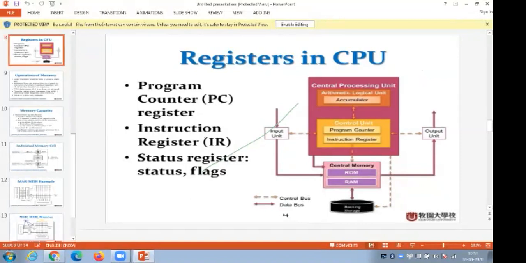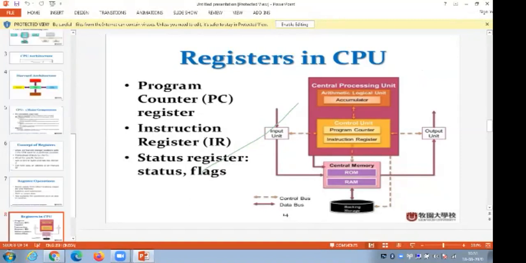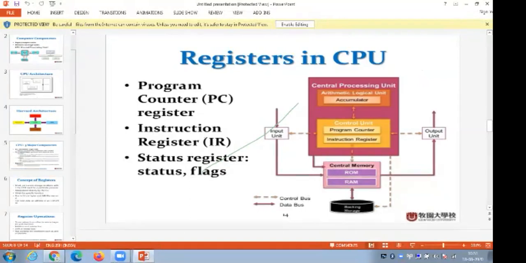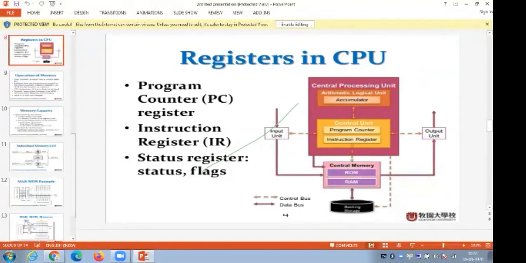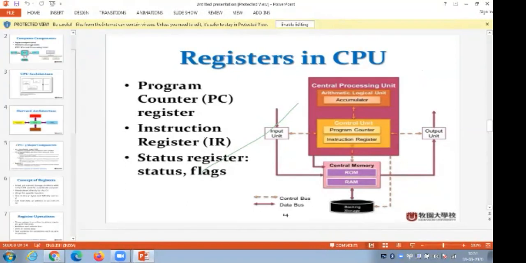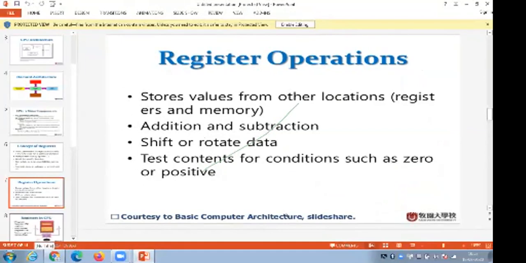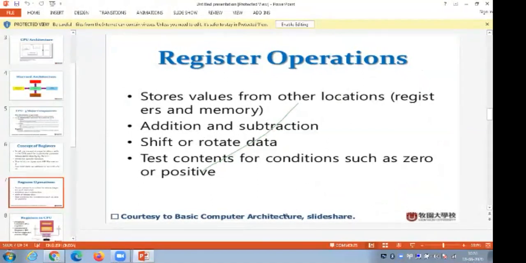So now coming to the next slide, what is happening in the CPU? Now you understand what is happening in the CPU. Next slide is register operations. So what do the registers do? They store values from other locations, registers in memory. They add and subtract, or shift or rotate the data. They test contents for conditions such as 0 or false. Right? So these are all the register operations done in the registers that are there in the CPU.